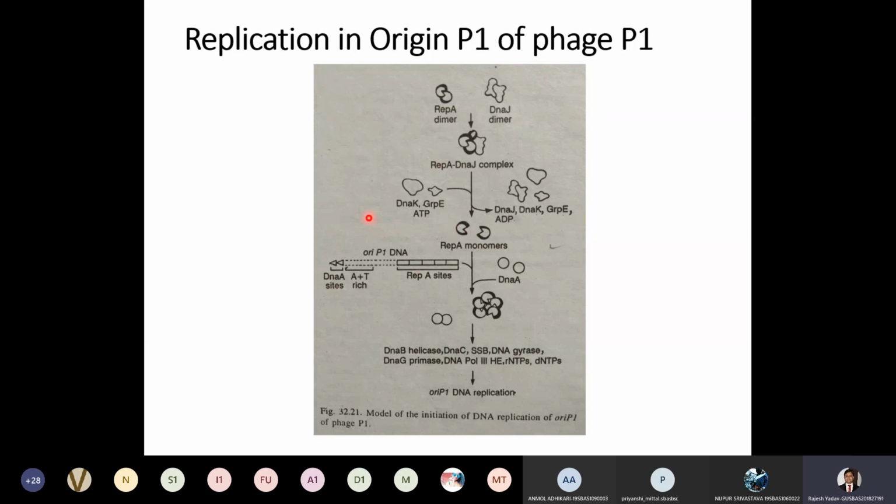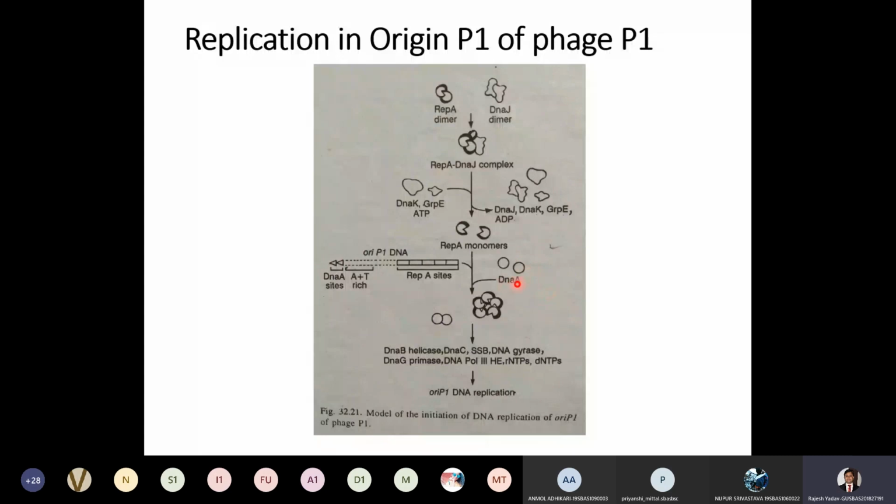So the process starts here when the RAP-A protein binds with the RAP-A site. That is a specific site present on the phage P1, that is the RAP-A site. So the RAP-A monomer binds with the RAP-A site, and opening of the DNA occurs from the DNA AT-rich region. So the next step is the same as in the E. coli bacteria, like the DNA A protein.